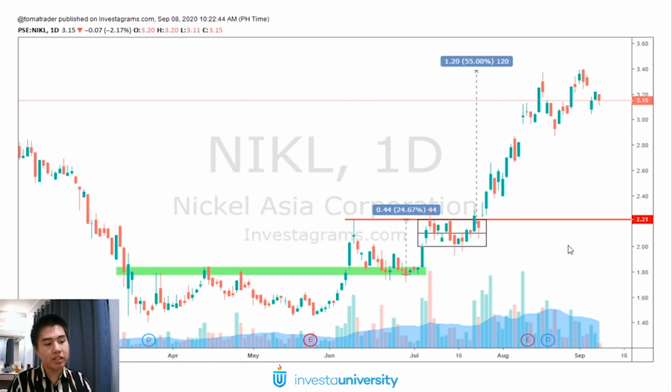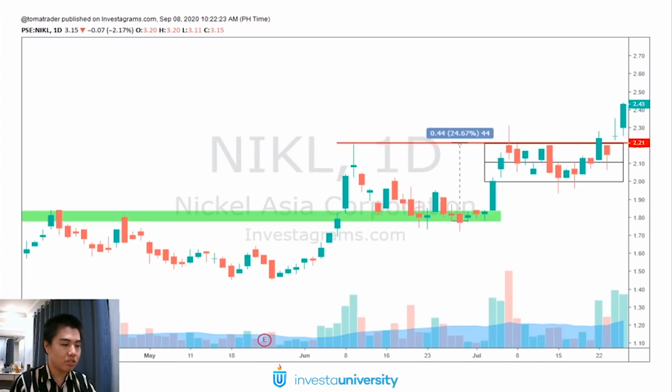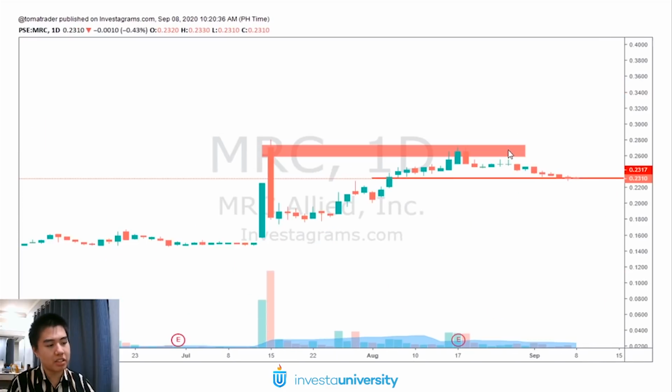So, the point here is, double tops, just because nauntog siya sa resistance, nag-double top rather, hindi deads ka agad. Unless, mag-below yun sa neckline. So, mamaya papakita ko yan. Actually, pinakita ko na dito sa MRC, diba? Hindi pa siya nag-below sa neckline. So, hindi pa siya totally deads.